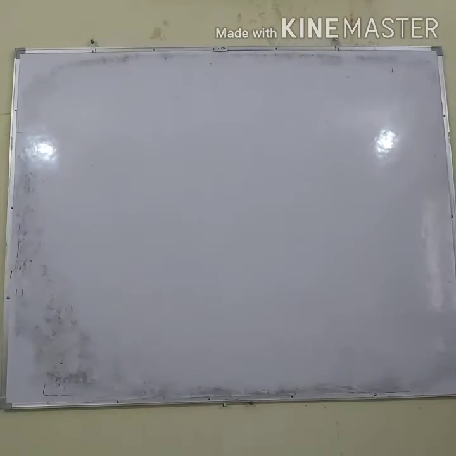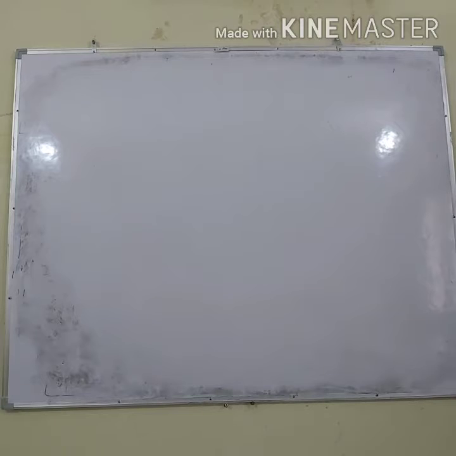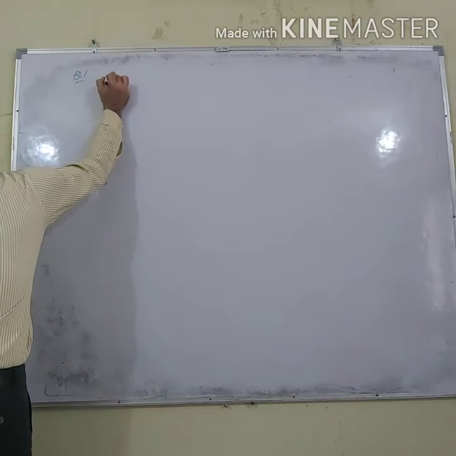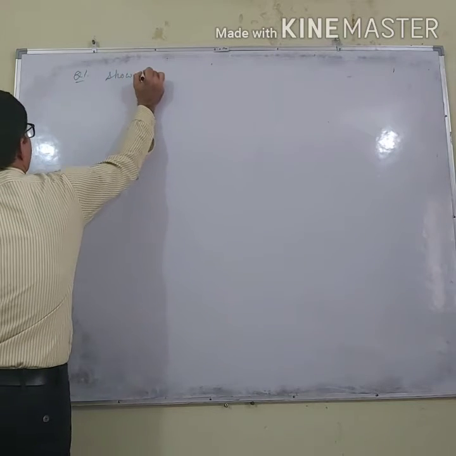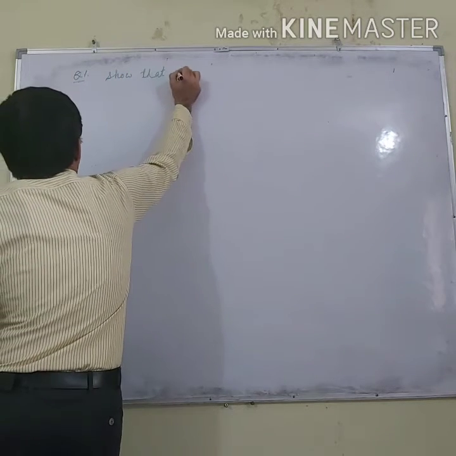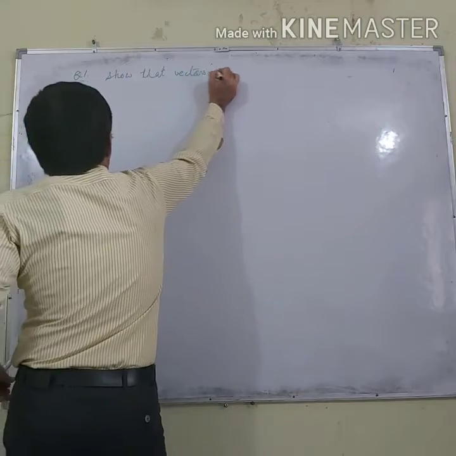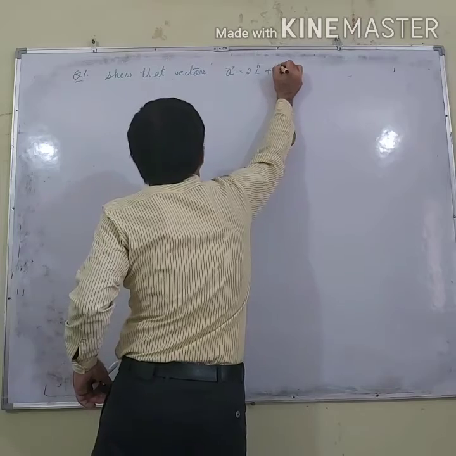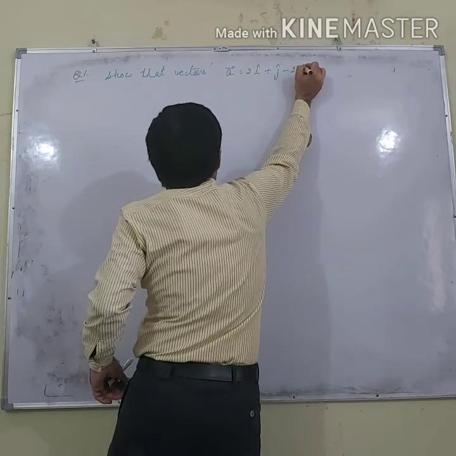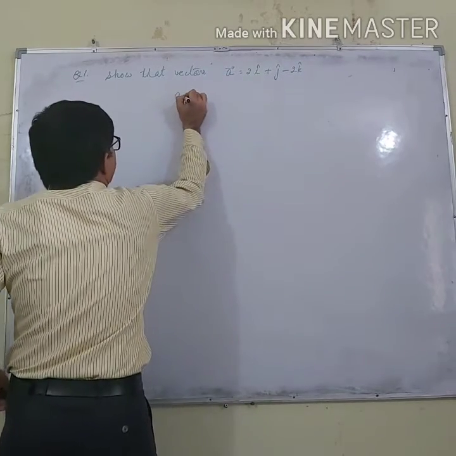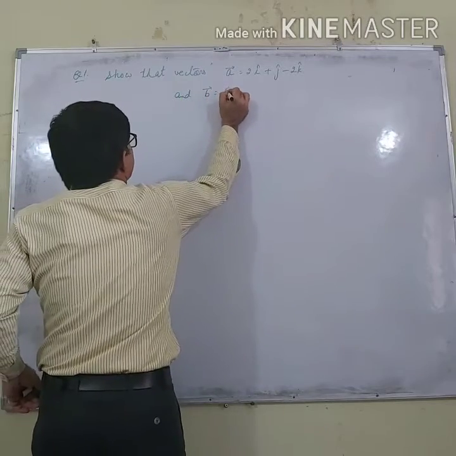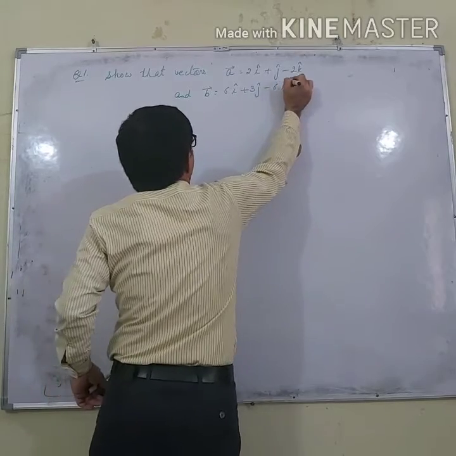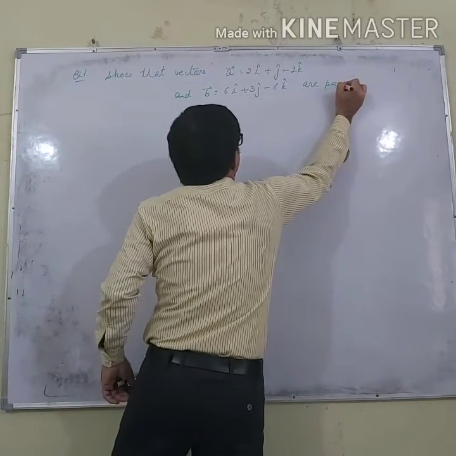Now the first question is question number 1. Show that vectors A equals 2i cap plus j cap minus 2k cap and vector B equals 6i cap plus 3j cap minus 6k cap are parallel.